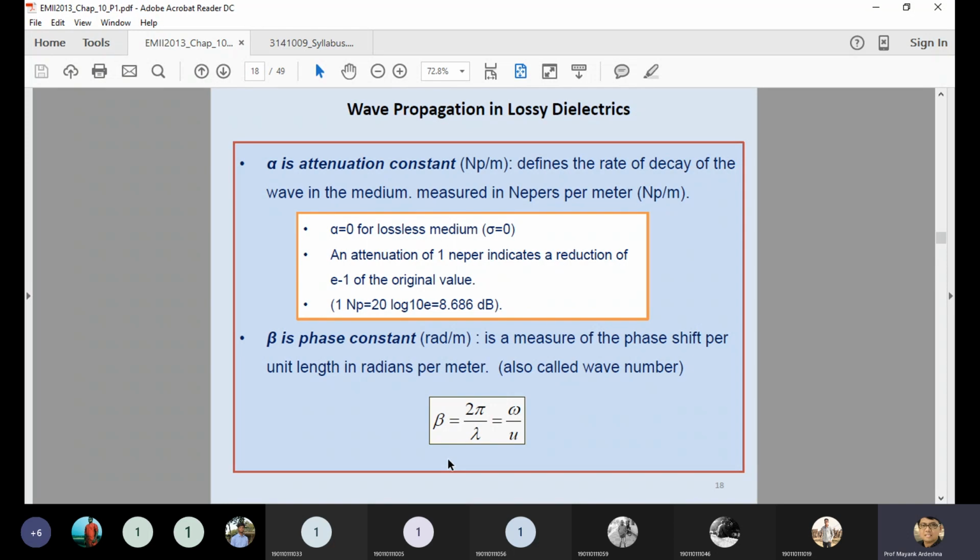If you see any lossless medium, lossless means there is no loss, an ideal situation, then there is no amplitude degradation, meaning whatever you transmit, similar you get. So that's why the attenuation constant will be 0 for a lossless medium, but for a lossy medium it has some value.